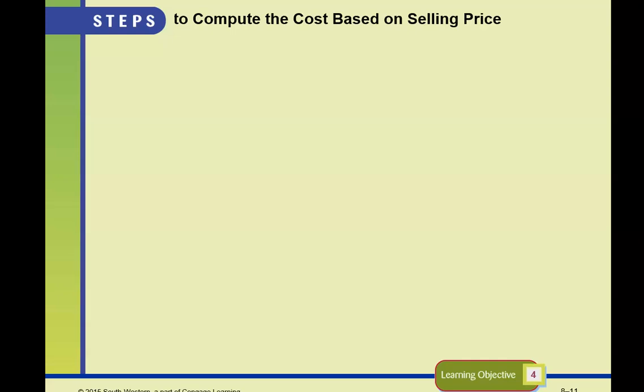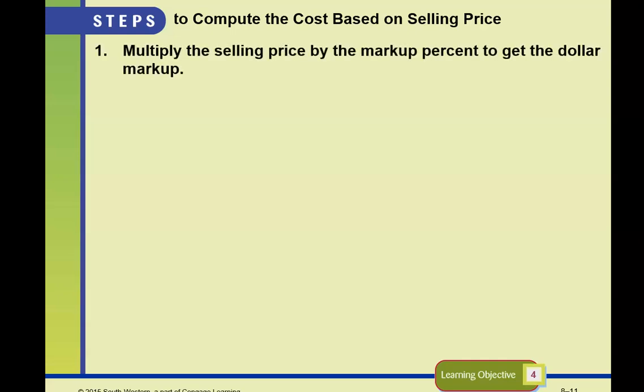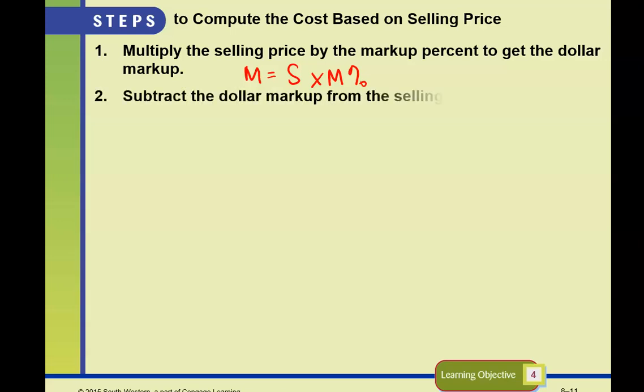Now we're going to compute the cost based on selling price. And so the steps for this is to find the dollar markup. So M equals your selling price times the markup percent. Then step 2 is to subtract the dollar markup from the selling price to get the cost. So that means that C equals S minus M.